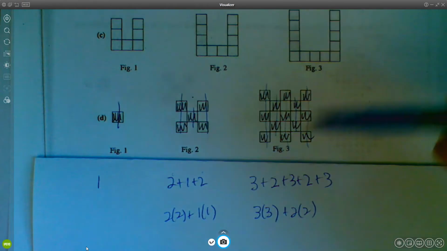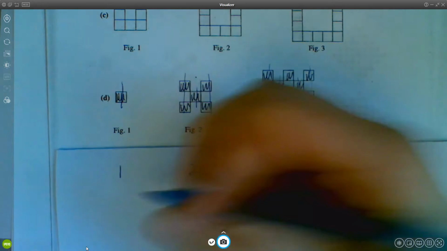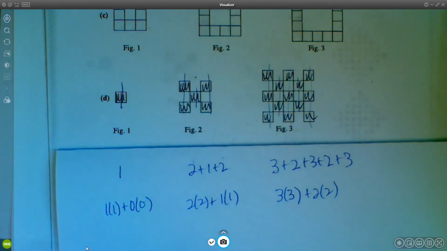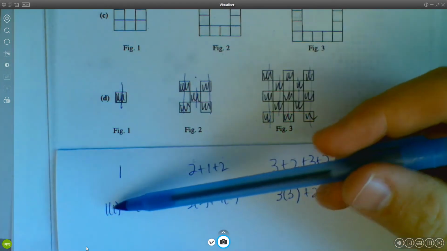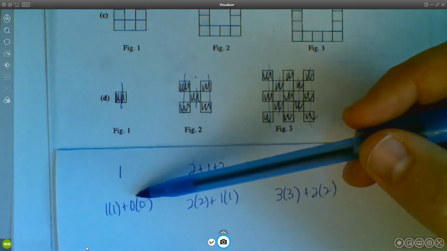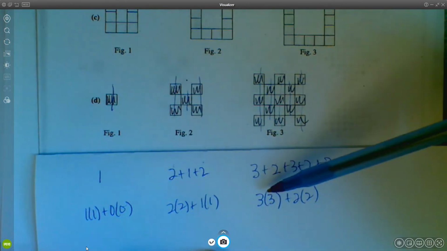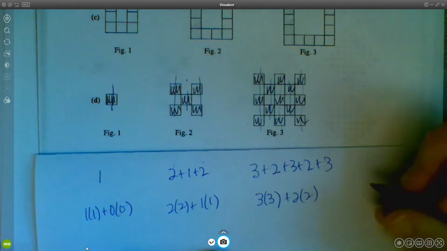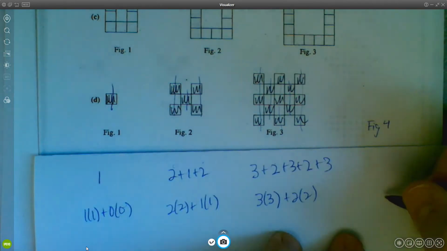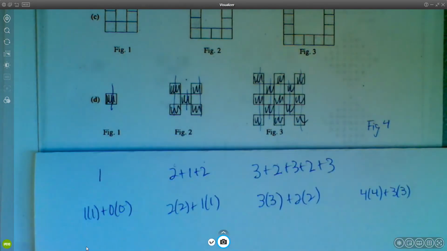Okay. And can I extrapolate that pattern backwards again to figure 1? Well, if I did it again, it would be 1 times 1 plus 0 times 0. And that works out, right? Because 1 times 1 plus 0 times 0 is just 1. So figure 2 is 2 times 2 plus 1 times 1. Figure 3 is 3 times 3 plus 2 times 2. I can pretty much guess that I think I've got a winner here, right? Because I can pretty much guess now that figure 4 is going to be 4 times 4 plus 3 times 3.